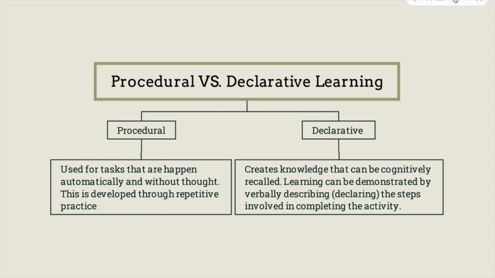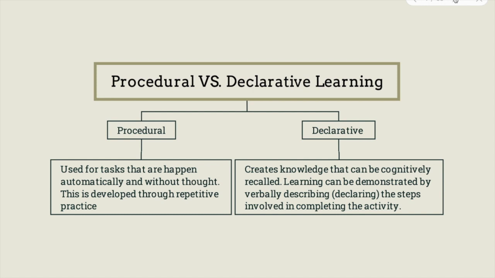So there's procedural and declarative learning. Procedural is used for tasks that happen automatically without thought. This is done through repetitive practice. And declarative is cognitively recalled. So it's demonstrated by verbally describing or declaring the steps involved in completing the activity.